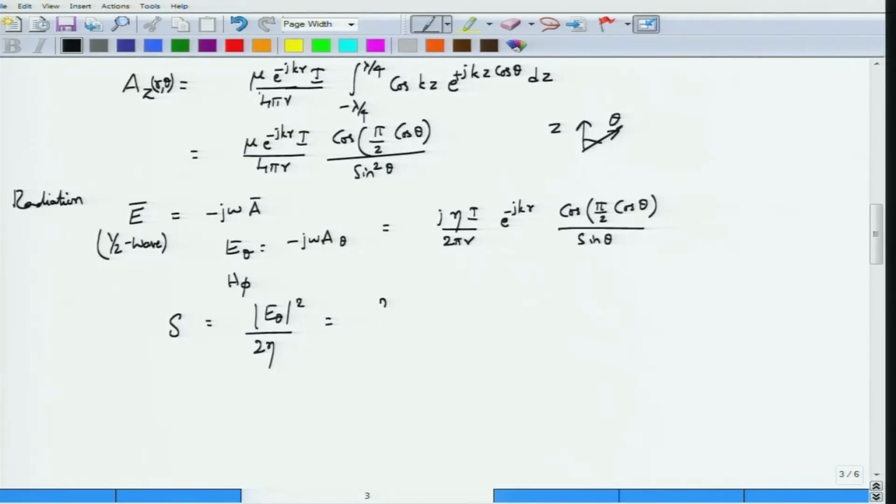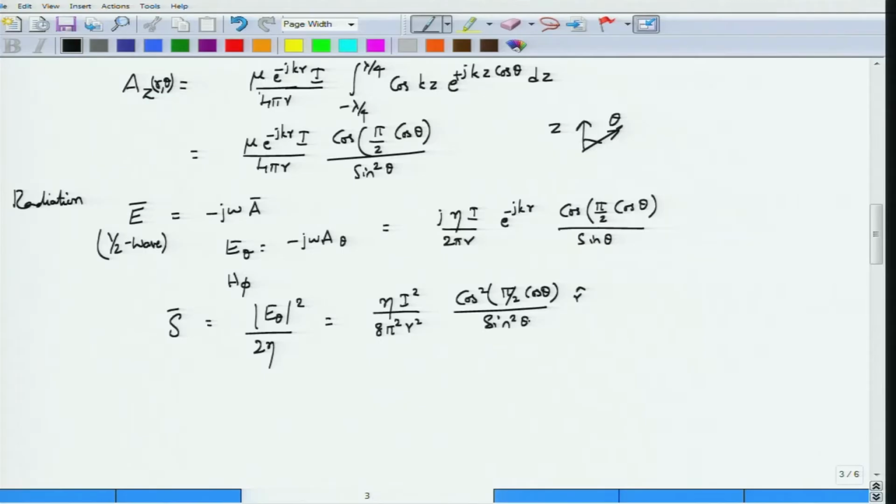Okay. So, this is given by eta I square divided by 8 pi square r square, cos square of pi by 2 cos theta, divided by sin square of theta. Okay. And this would be along the radial direction. Now, what is the radiation pattern? Well, you see that this is cos square of pi by 2 cos theta at theta equal to 0, right. So, at theta equal to 0, cos theta is 1, but sin theta will not be equal to 0, correct.